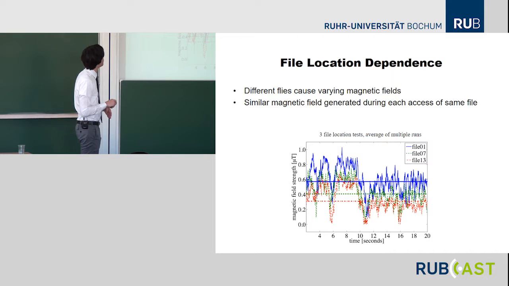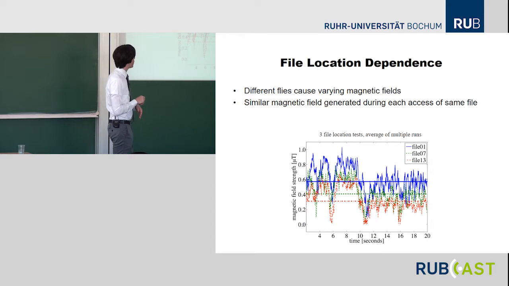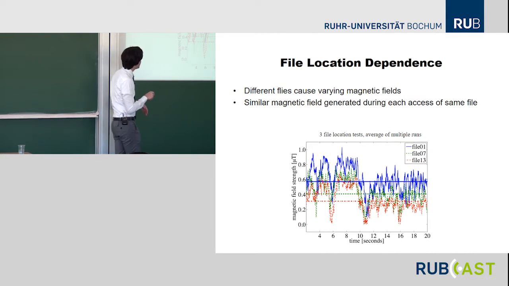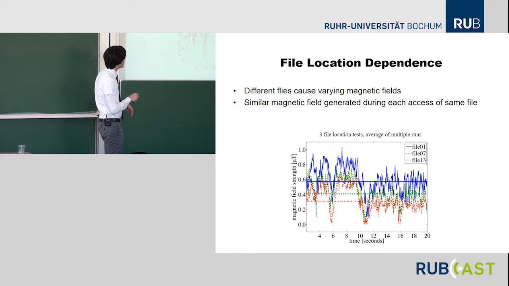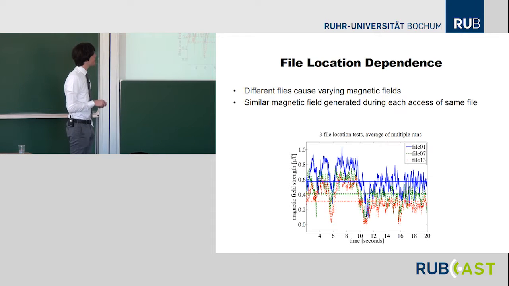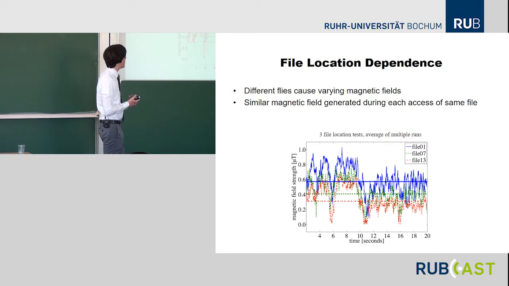I believe this was Sebastian looking at playback of different movies. If you play different movies from the hard drive, you can see a solid line or dashed line that shows the average for the three files. There are three files, and you can see a clear distinction between which file is being accessed. By measuring the average magnetic field outside the hard drive, you could, in this experiment, distinguish which of the three files is being accessed.